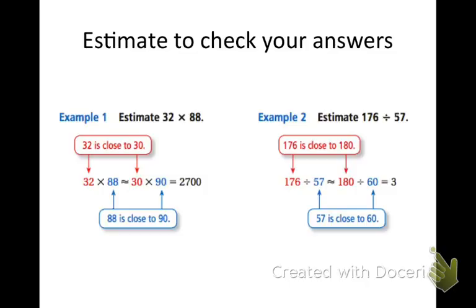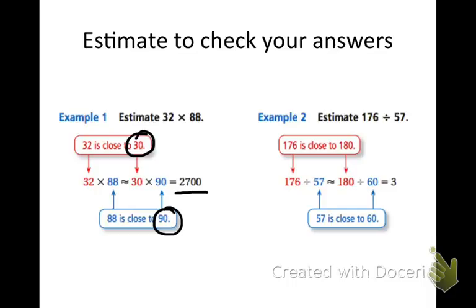If I want to multiply 32 times 88, I know that 30 is close to 32 and 90 is close to 88. So I can multiply 30 times 90, because 3 times 9 is 27, so 30 times 90 is 2,700. Now I have a quick way to estimate to see whether my answer is correct or not. I'm going to try the same thing with division. So I want to divide 176 by 57.